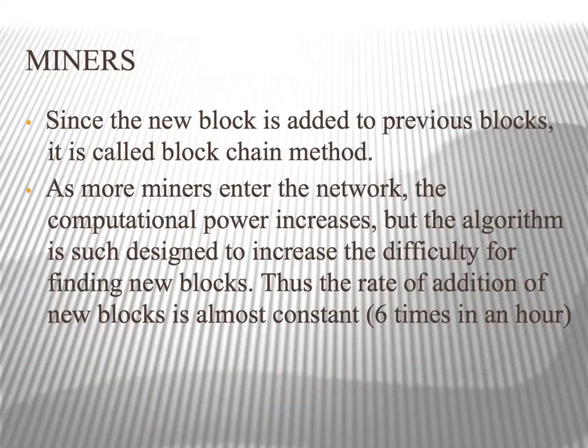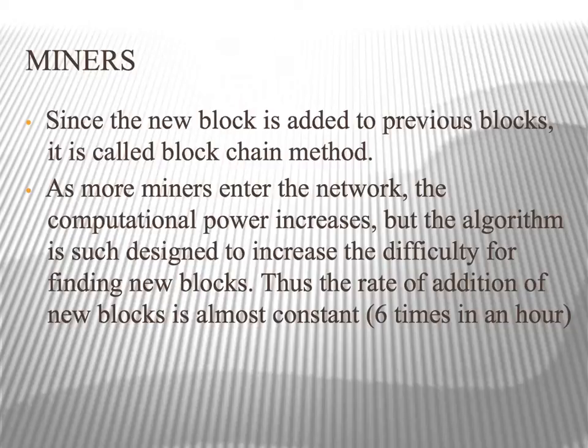This new block of transactions is added to all the previous blocks of the transactions in the public ledger. This method is called the blockchain method. Now as more and more miners enter the network to make more and more money, the computational power increases, which is a good thing for the Bitcoin network, because more miners means better verification of transactions, which will mean more trust in the Bitcoin network.